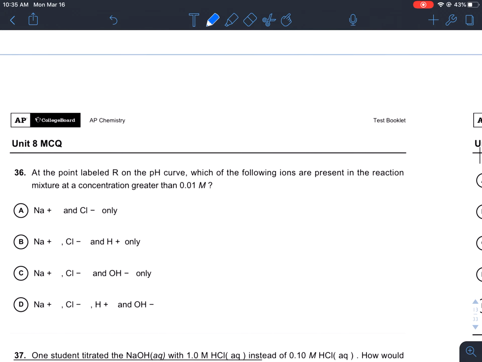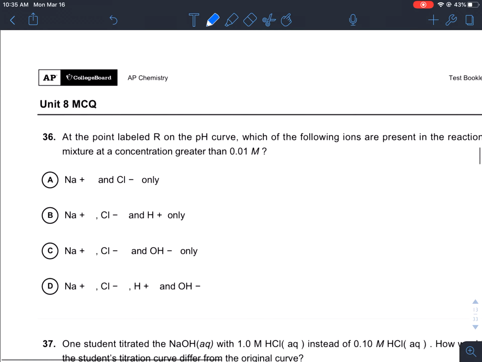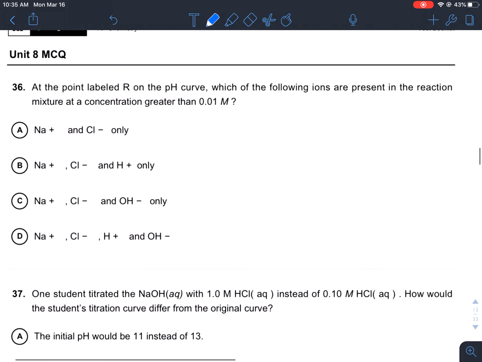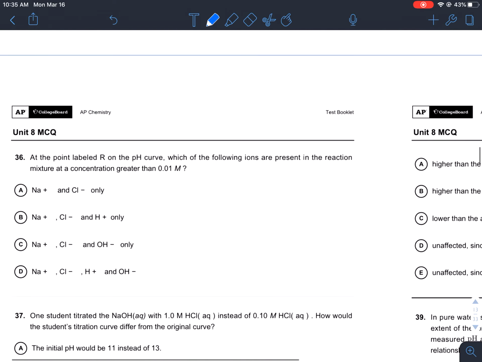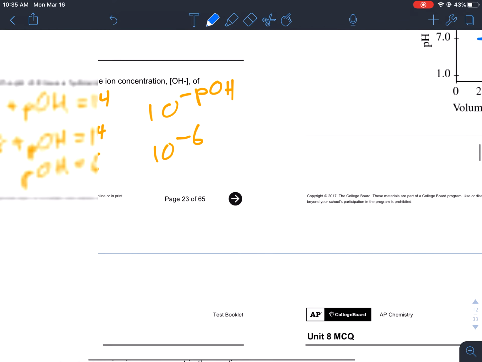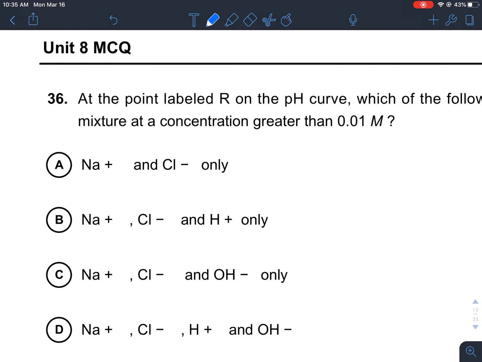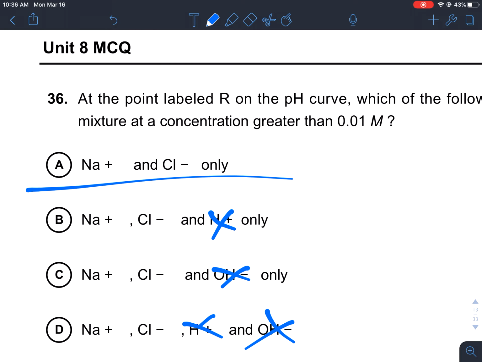All right. At the point R on the pH curve, which of the following ions are present in the reaction mixture at a concentration greater than 0.01? R, right? R is the equivalence point. That's when you don't have your H pluses or your OH minuses. Your H pluses and OH minuses are at 1.0 times 10 to the negative 7 each. So no H pluses, no OH minuses. You have basically just salt water at that point.